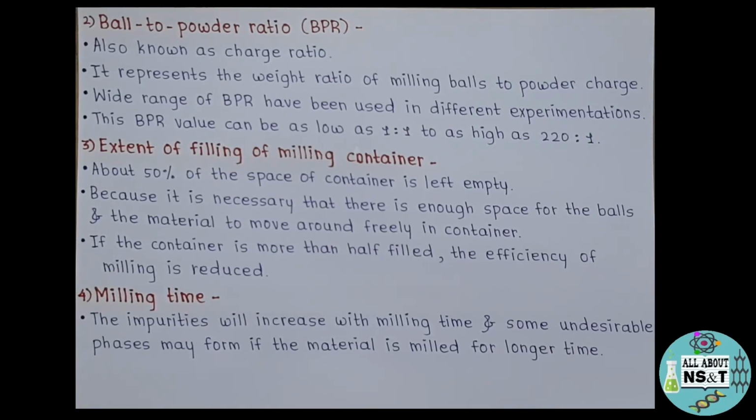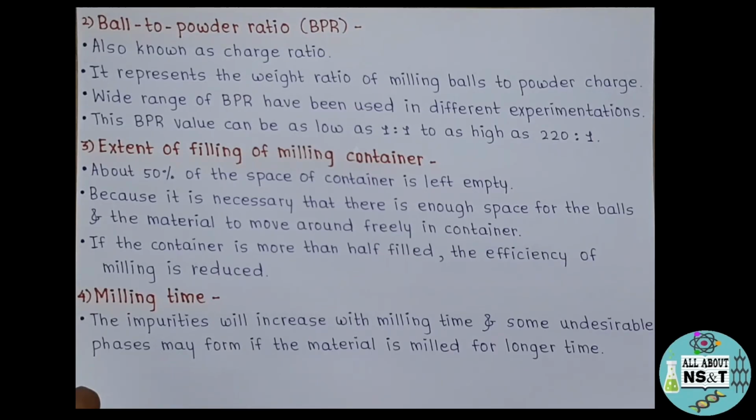The fourth parameter is milling time. Milling time also plays a crucial role in the milling process. Also, the impurities will increase with milling time and more undesirable phases may form if the material is milled for a longer time. That means if we mill the material for a longer time, there are chances of impurities occurring in the synthesized nanomaterials. So the material should not be milled for a very long time.